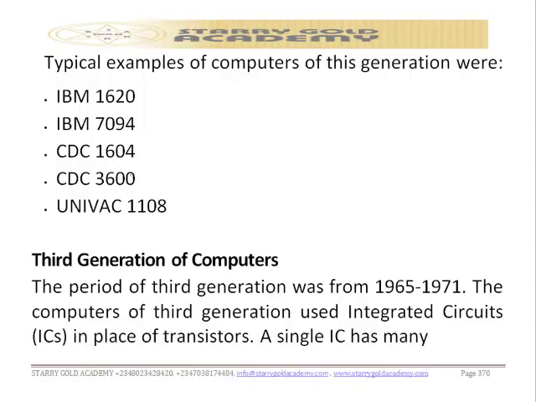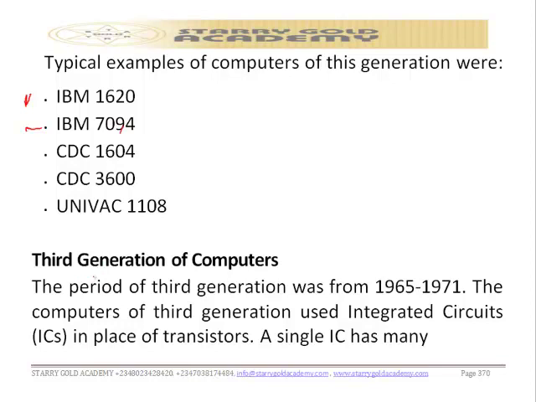Following are examples of second generation of computers. One, we have IBM 7094, we have CDC 1604, CDC 3600, we have UNIVAC 1108. So these are examples of some computers of the second generation of computers.